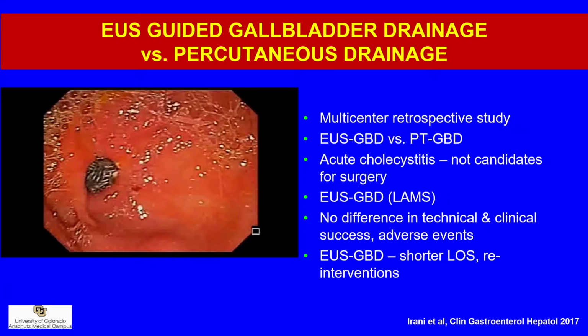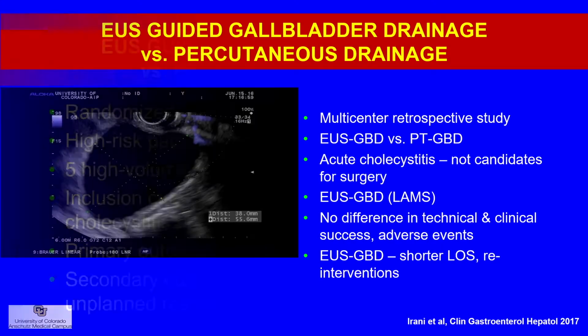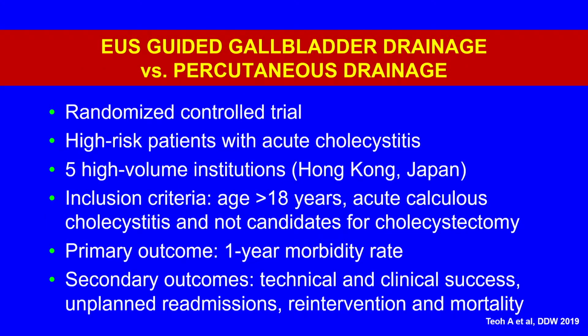There's always a risk of selection bias from all these multi-center retrospective studies that get published in the field of interventional endoscopy. So the next study that I'm going to talk to you about is, again, a major advancement in our field. This was a randomized controlled trial presented at DDW this year, where they included all patients with acute cholecystitis too sick to undergo surgery.